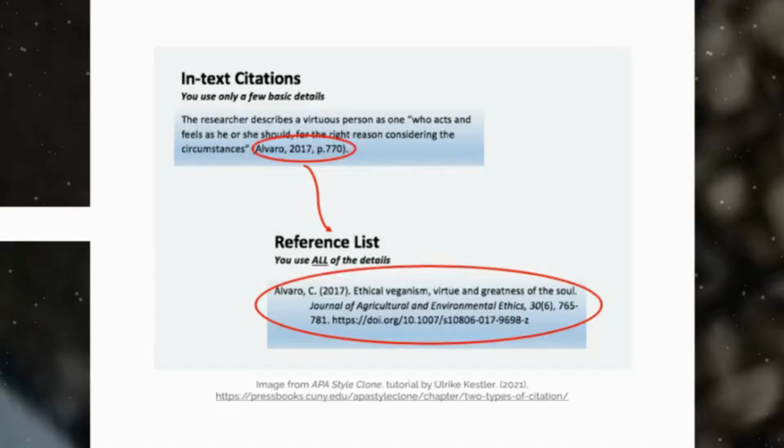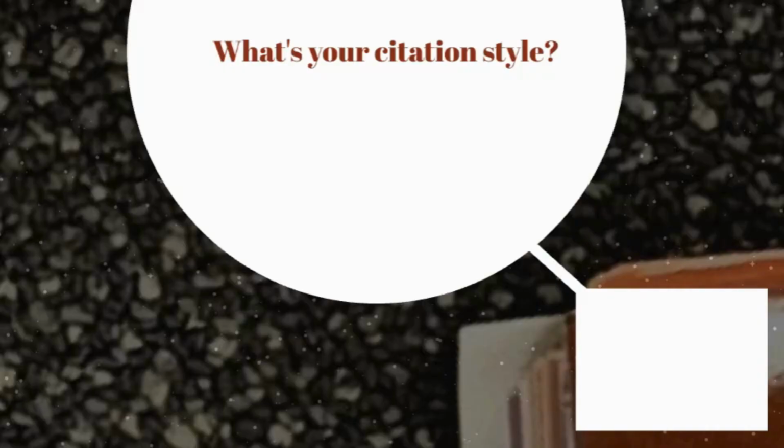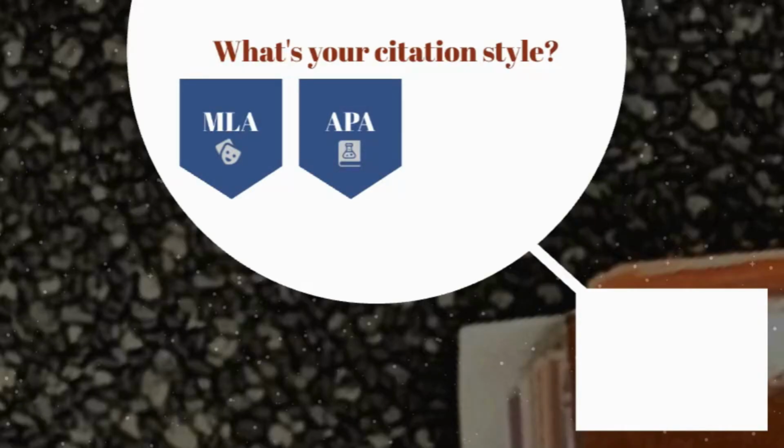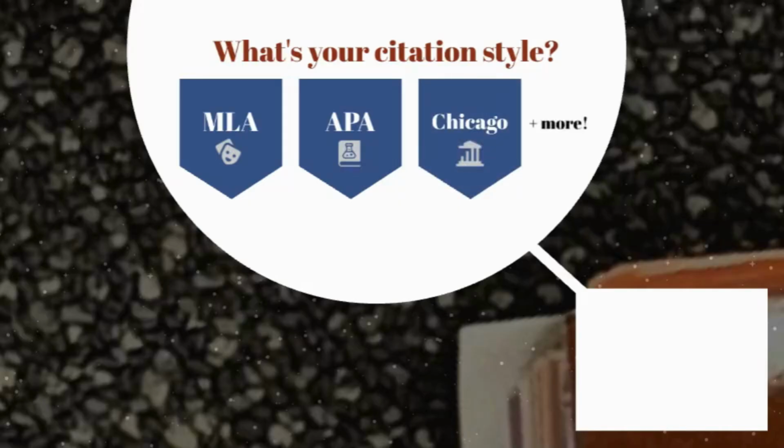That's pretty straightforward, but it gets a little more complicated because there are many citation styles that are used by scholars in different disciplines. Your professor will usually assign a citation style for your research writing assignments, such as MLA, APA, Chicago style, and more. These styles give guidelines on what in-text and bibliographic citations should look like, with very particular formatting depending on what type of source you are citing.